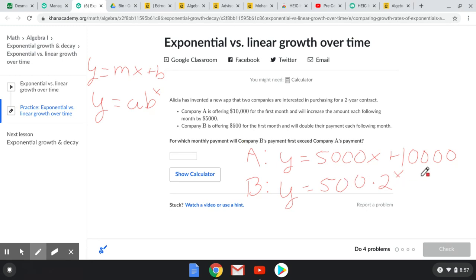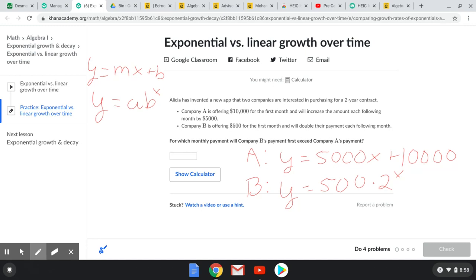The best official way would be to set these two equal to each other, right? I want to know where they cross. So if I set them equal to each other and solve for x, I would know exactly where the two payments cross, and then the next whole number above that would be the first month that B's payment is greater than A. However, we don't know how to solve an equation that has an x in the exponent and an x outside of an exponent. So we can't do that. So the first option is off the table.